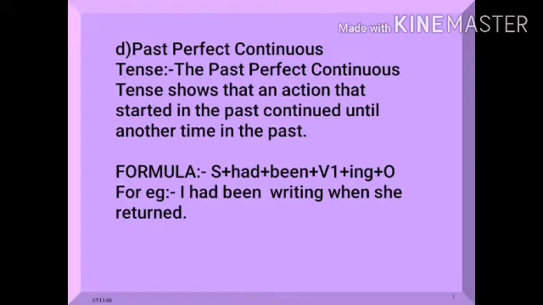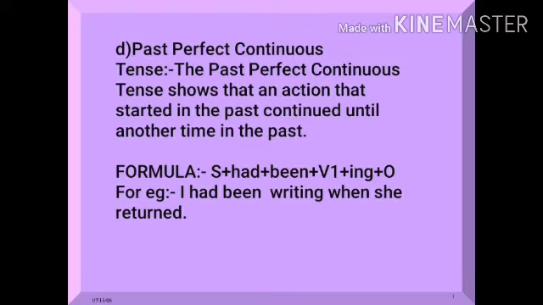For example, I have written here, I had been writing when she returned. Here I is the subject, then had I have written according to the formula, then been, then write, which is verb 1, and with it I have added ing, so it is now writing. After that, the object, I have not written any object here, and when she returned, it's the other time. So after this we are going to learn about future tense. But students, I hope you have understood the past tense well.